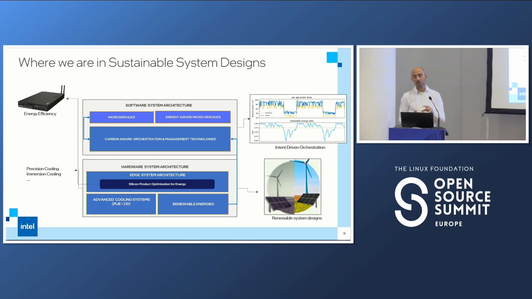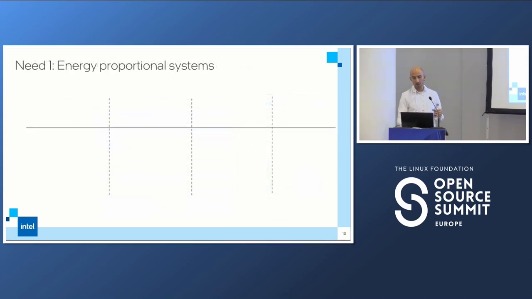So if you look here, that's where we are, and now we're going to jump to the topic of the talk, which is the area I'm interested in from a pathfinding perspective. Now I'm shifting from where we are in terms of the status quo to what we need to do in system design. We are basically working on two needs.